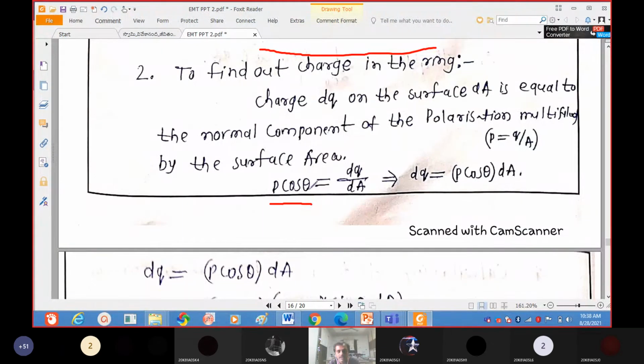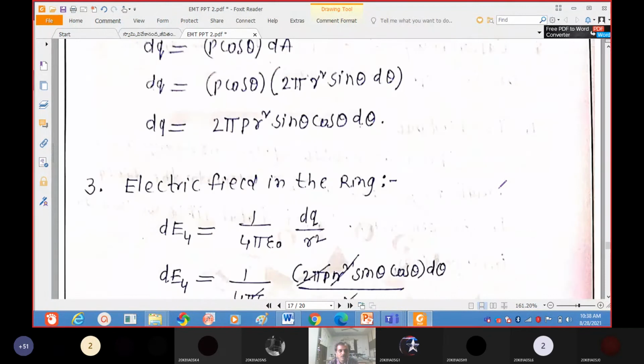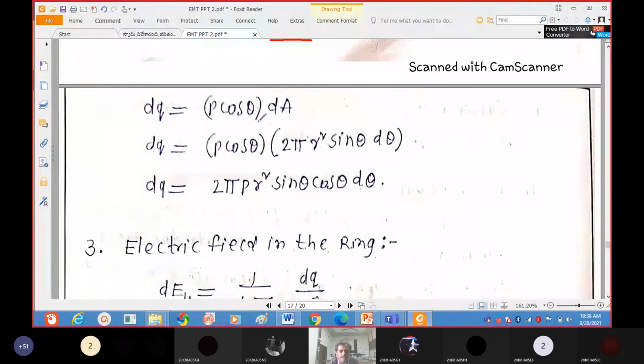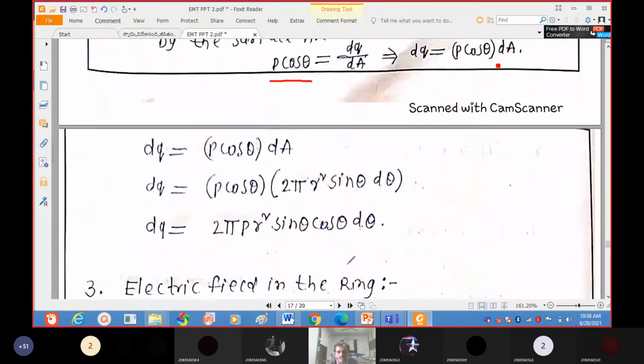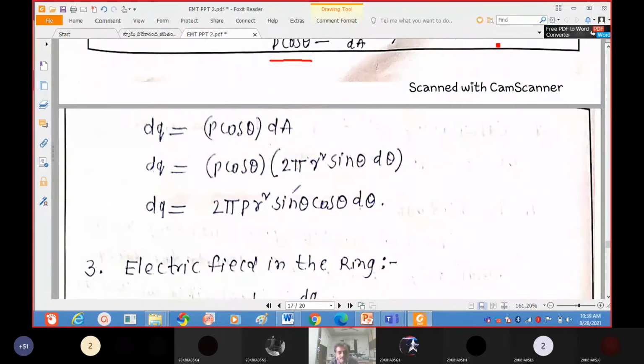Horizontal component of the polarization: P cos theta is equal to dq by dA. So by using this formula, dq is equal to P cos theta into dA. What is the dA value? We already calculated the area of the small region: dA is equal to 2 pi r square sin theta d theta. So that value we are substituting here.